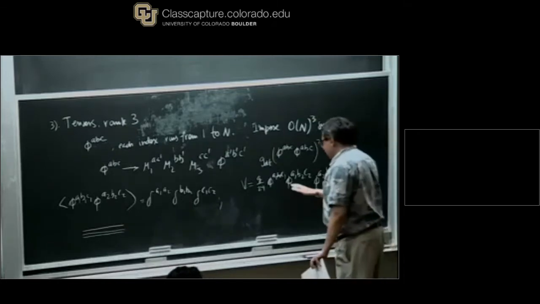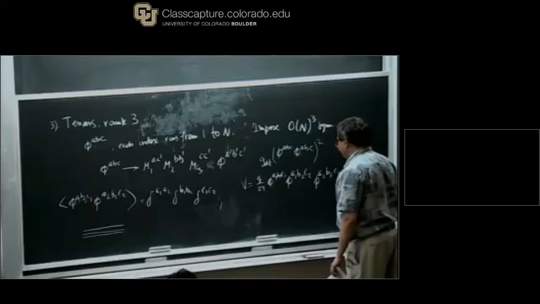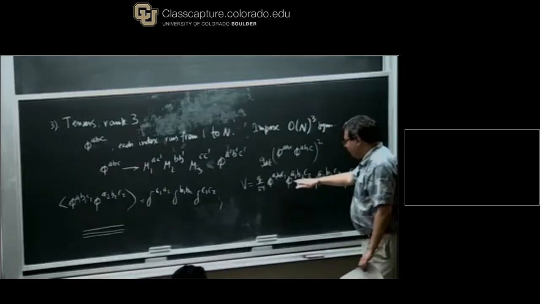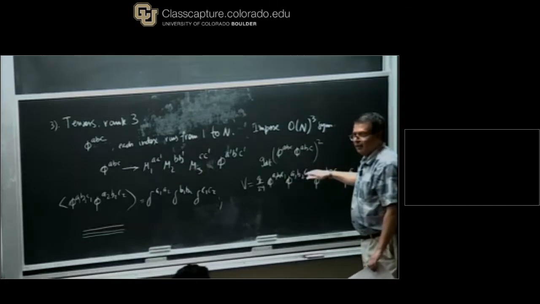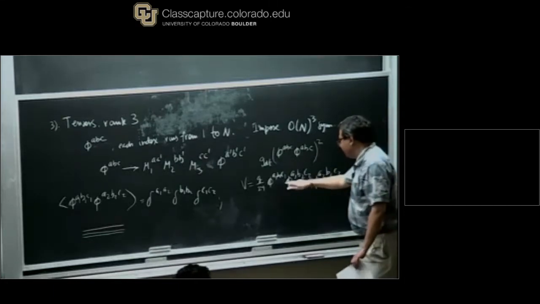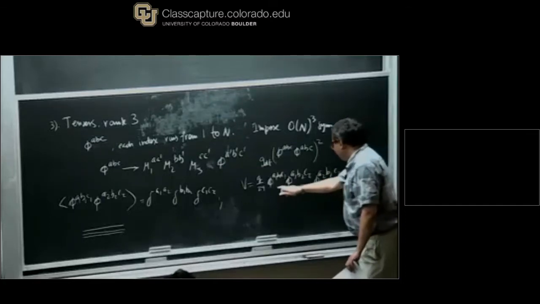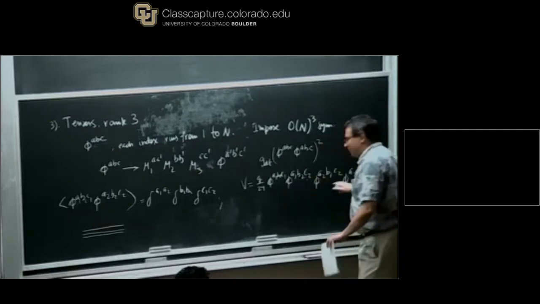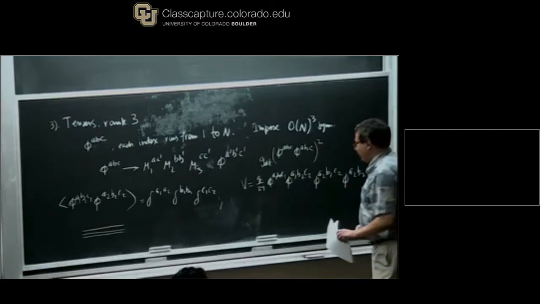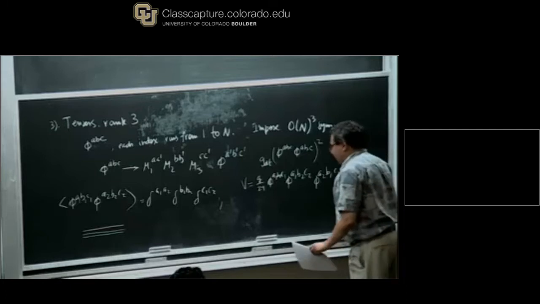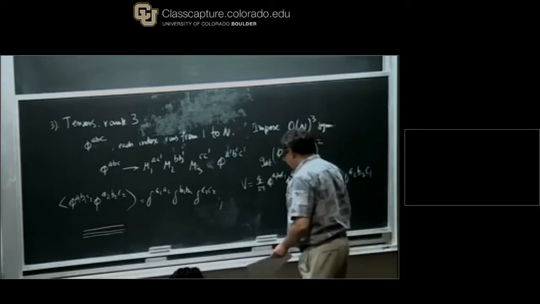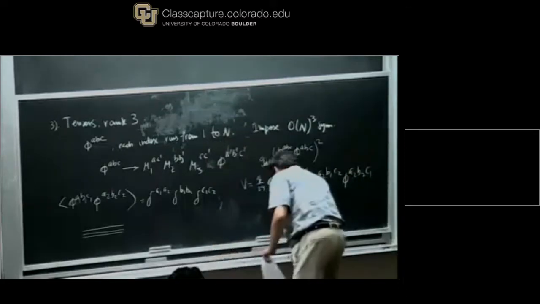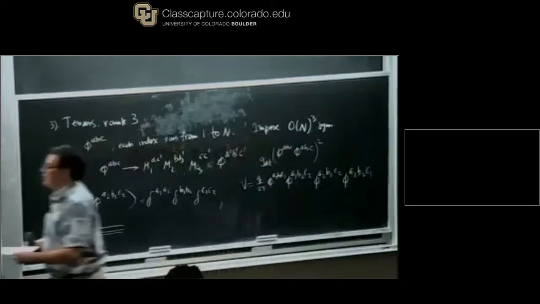A special thing about this vertex is that every two phis have exactly one index in common. For example, these two have A1 in common, these two have B1 in common, these two have C1 in common, and so on. So it's a special property. And if you try to draw it, maybe the easiest way to save time is to adapt this picture here.